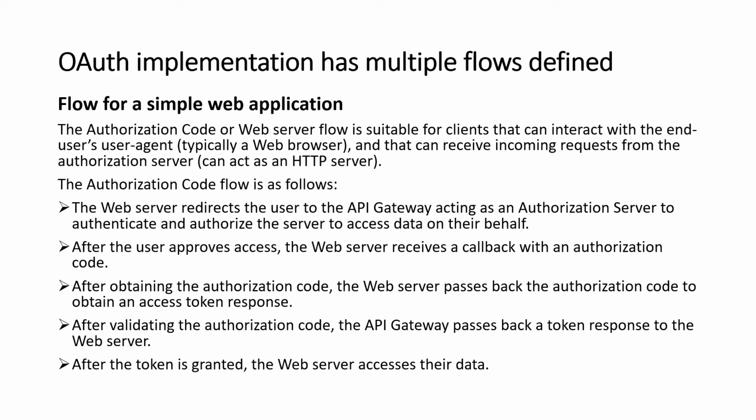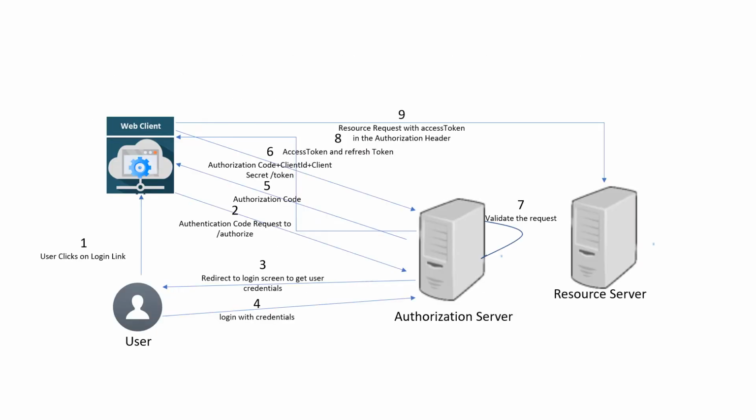Now we will see in a little more detail how it goes. So this is how it actually happens. The user clicks on the login link, and the web client hits the authorization server with the authorization code request. Then the authorization server redirects the user to the credential screen, where the user is going to add his credentials. The user enters his credentials, the authorization server validates that, and in step 5 it sends the authorization code back to the web client.